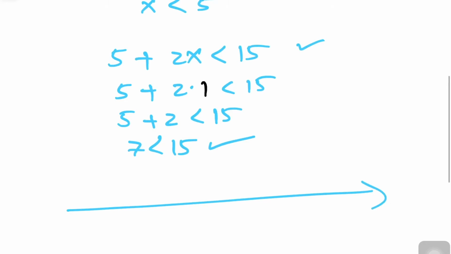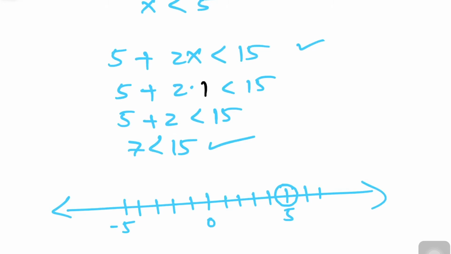I think I should also give you the number line. So let me draw the number line. This is my 0. This is 1, 2, 3, 4, 5, 6, 7. Negative 1, negative 2, negative 3, negative 4, negative 5. All right, so I am going to choose 5. Is it going to be an open circle or closed circle? It's going to be an open circle because there is no equal sign.